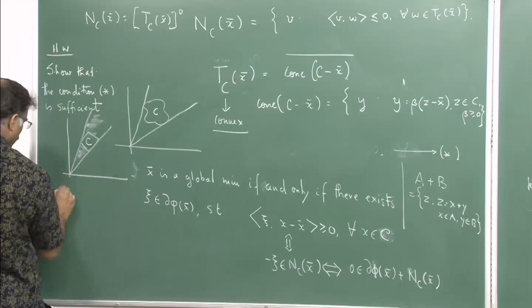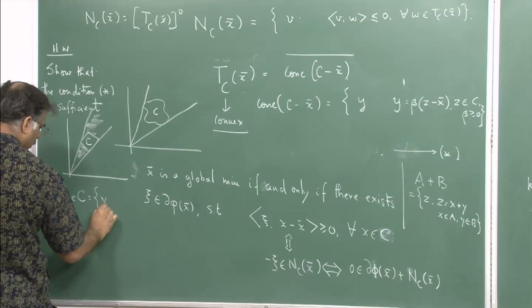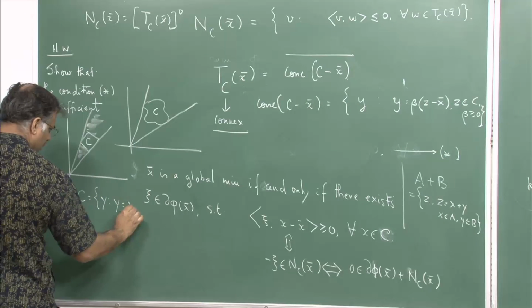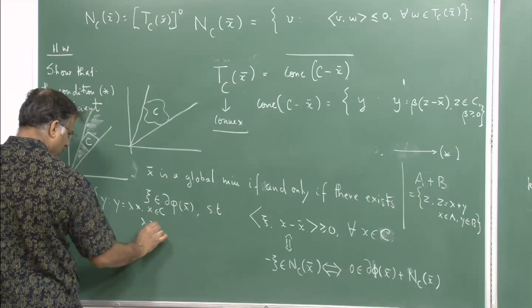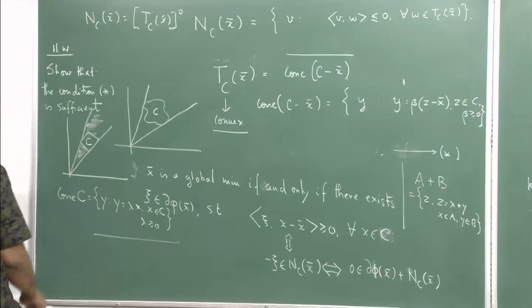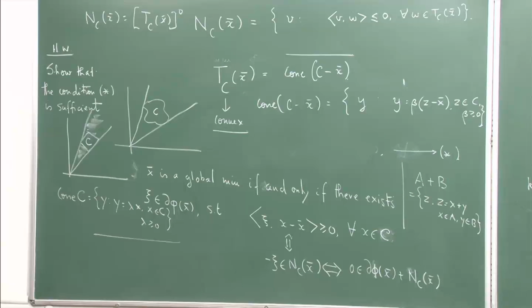So, the cone generated by a set C is the set of all y, where y is lambda times x, where x is in C and lambda is greater than or equal to 0. This is the standard definition which we usually learn in the very basics. I am packing in a lot of convex analysis in this lecture.